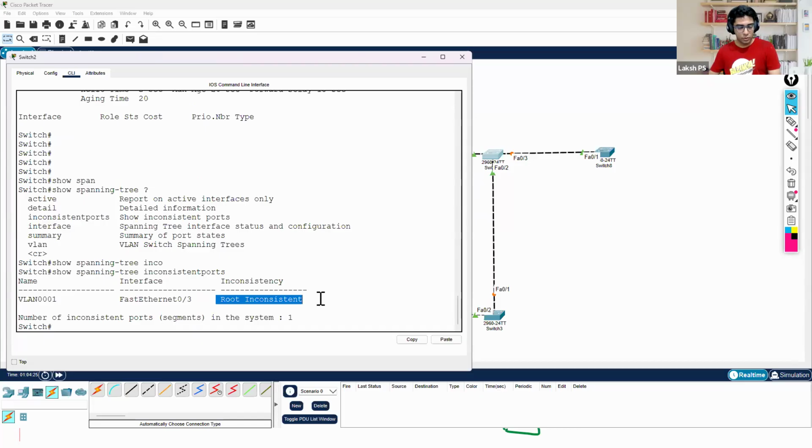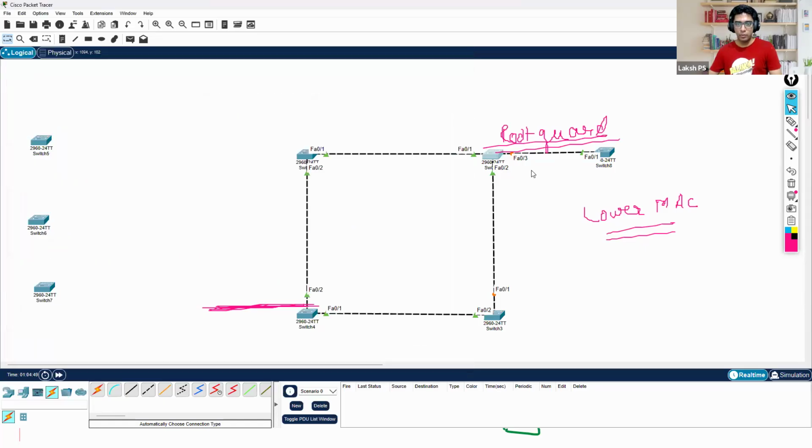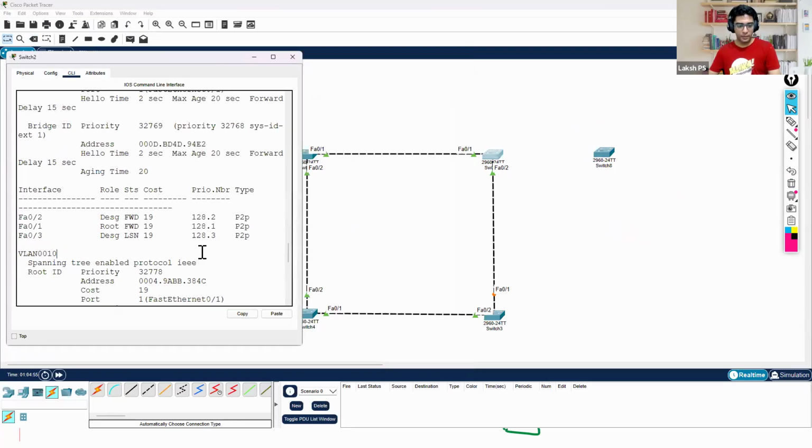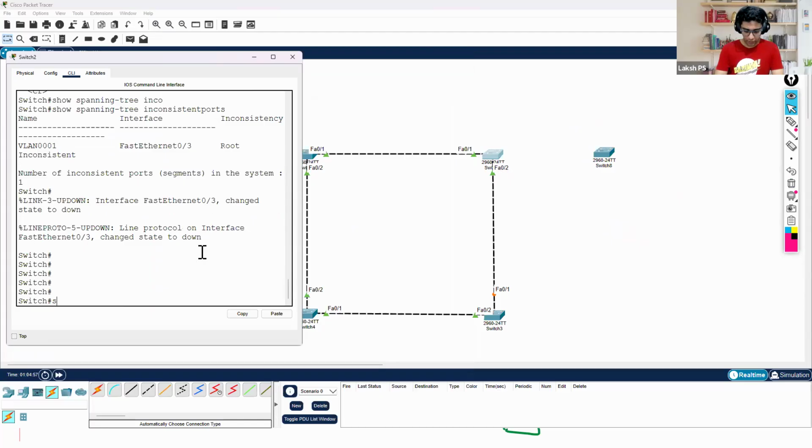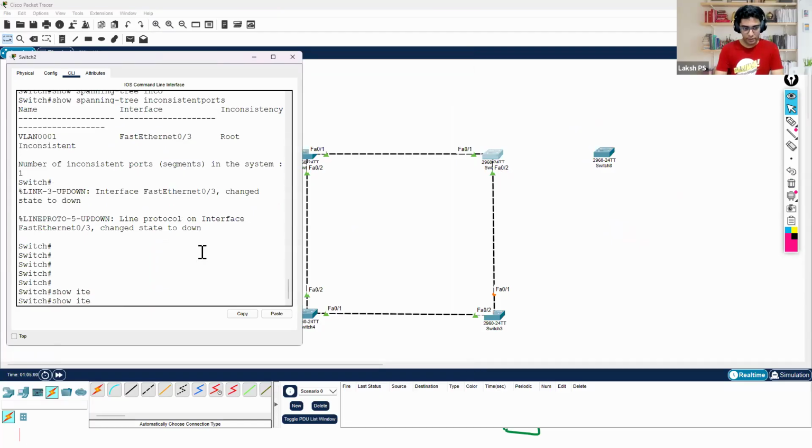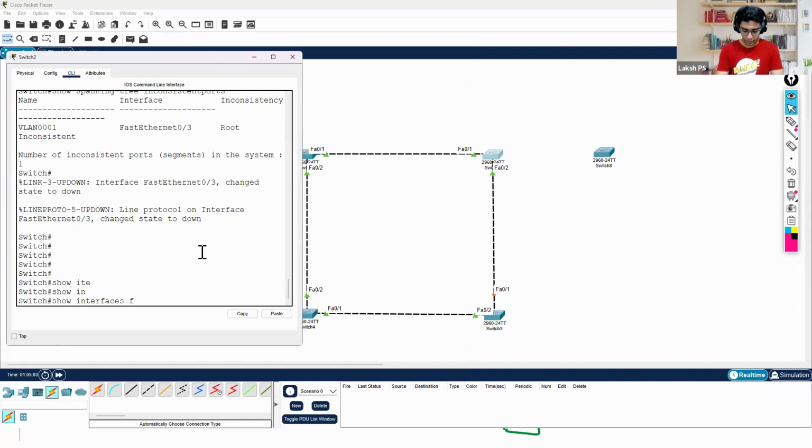So over here, what happened? A BPDU with a lower MAC address was received on a root guard enabled interface, and the moment it was received, it moved into a root inconsistent port. Now let me remove the link. Once I remove the link, let me check show interface FastEthernet 0/3.